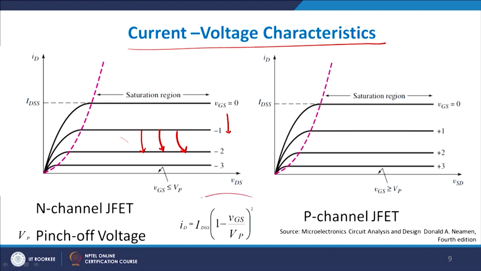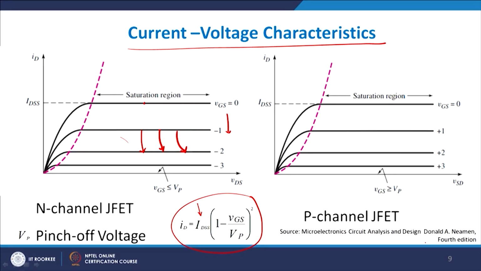And this is the equation for the drain current for the case of a JFET. IDSS is the value of the current when VGS equals 0. So, this is your IDSS, for VGS equals 0, and 1 minus VGS by VP, where VP is the value which you see, right.